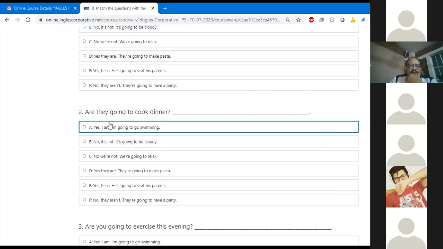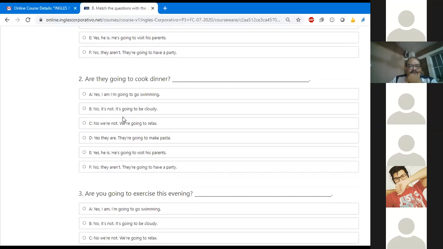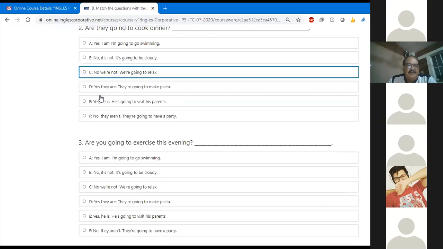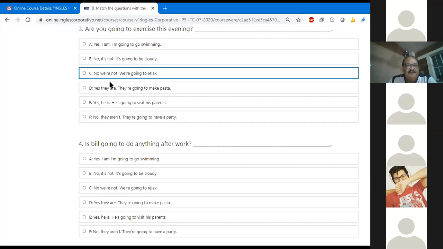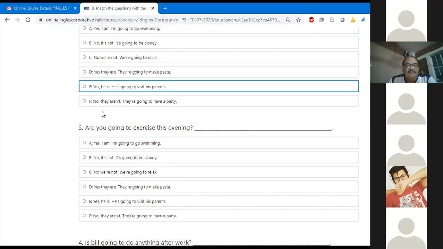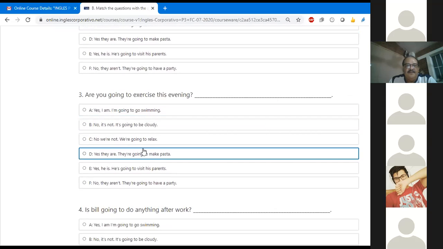De aquí lo mismo. Are they going to cook? Aquí podrían irse tal vez por... Hay dos que tienen de ahí. No puede ser esta, no puede ser esta, ni esta. Pero estas dos tienen que escoger una. ¿Cuál es la que tiene más lógica? Y aquí solo es de click. Lo mismo, son las mismas respuestas, pero cada pregunta tiene una respuesta diferente.